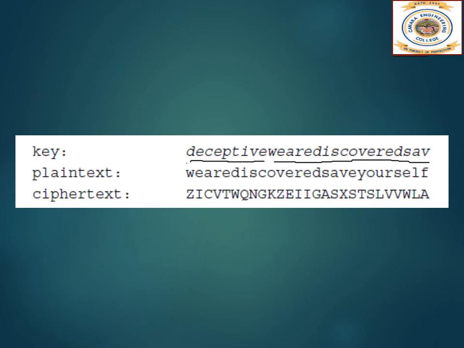Then the same concept is used: D and W, so their numerical values are taken, then they are added, then mod 26 is done. Then the equivalent alphabet letter is written over here. So accordingly, you will get the ciphertext.